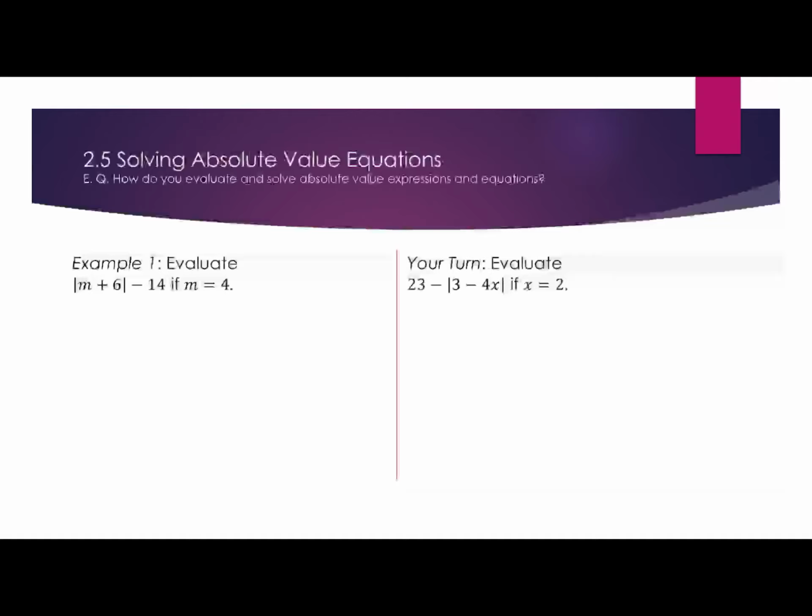So for the first example, we have the absolute value of m plus 6, minus 14, if m is equal to 4. So everywhere we see m, we are going to substitute in 4 and then continue to solve the problem. So 4 plus 6 is 10, so we have the absolute value of 10 minus 14. And then we actually need to take the absolute value of 10. So remember, that is the distance from 0. So 10 is 10 units from 0. So the absolute value of 10 is 10 minus 14, which gives us negative 4. So for the first example, we get the solution of negative 4.